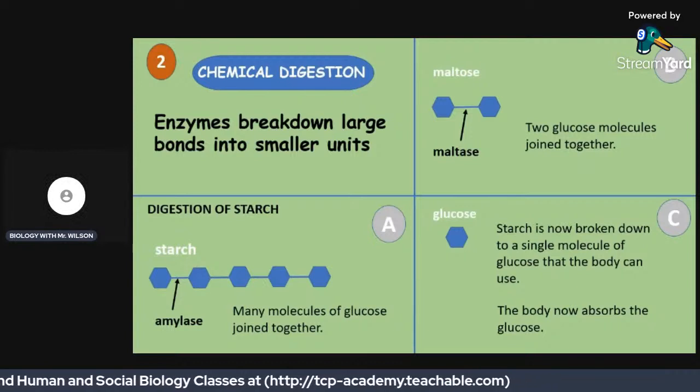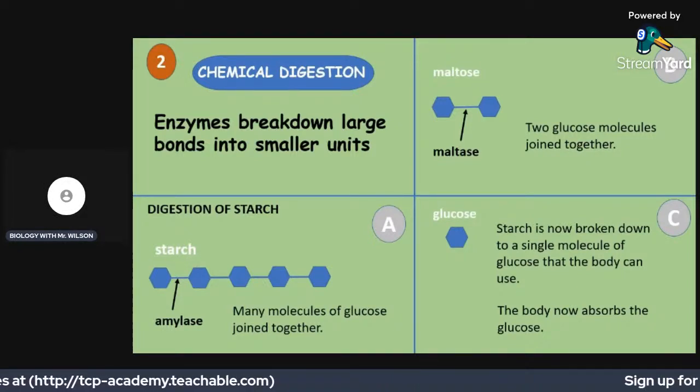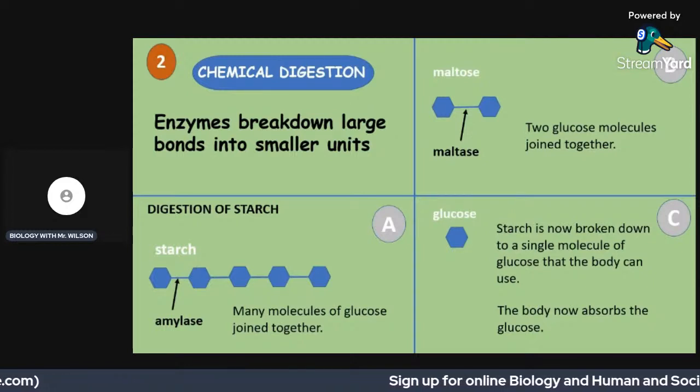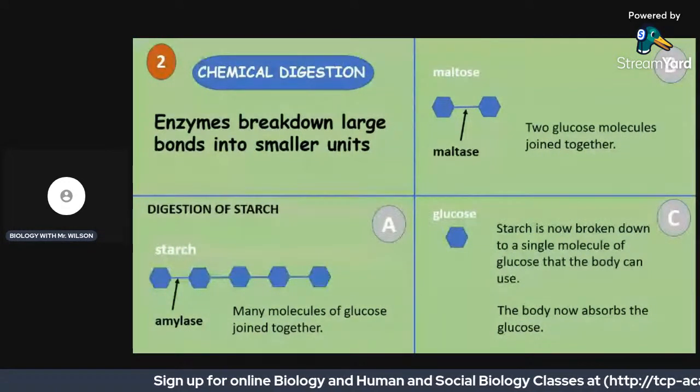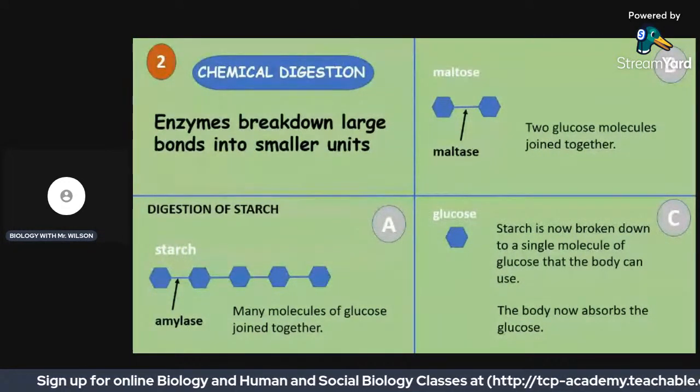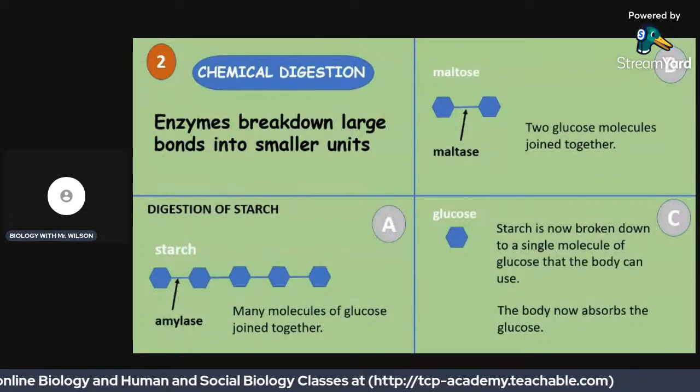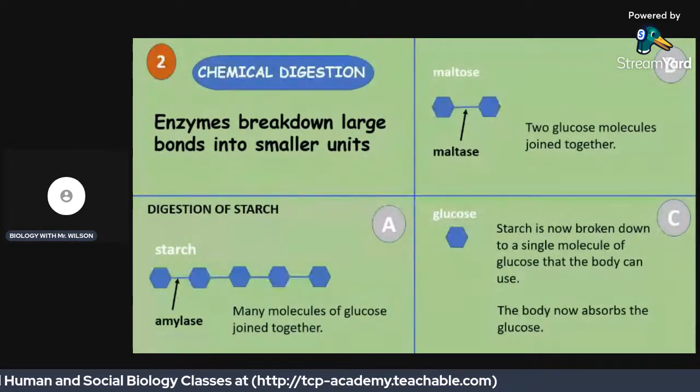The second thing is that enzymes' chief function is, of course, chemical digestion, and they break down large bonds into smaller units. Look at the example here. We're breaking down starch, and amylase is breaking those big bonds of starch into smaller bonds called maltose.